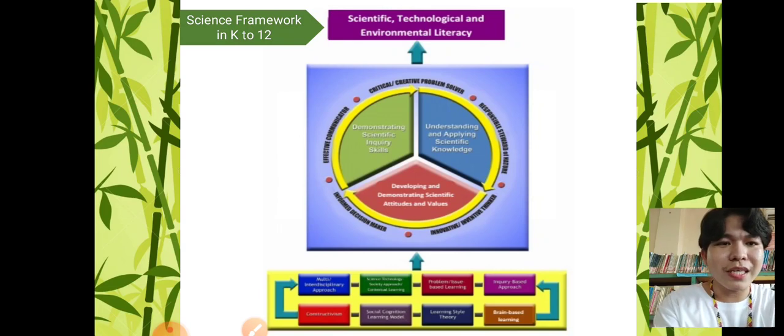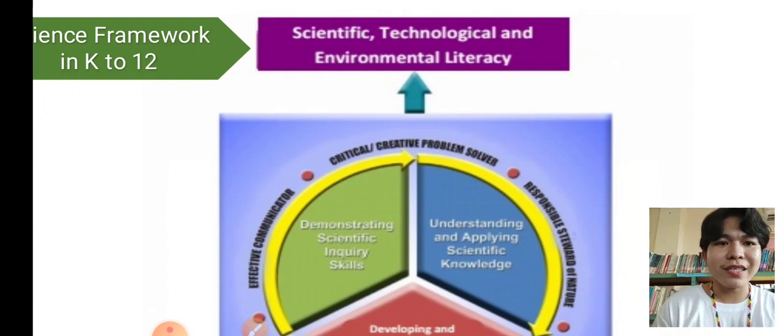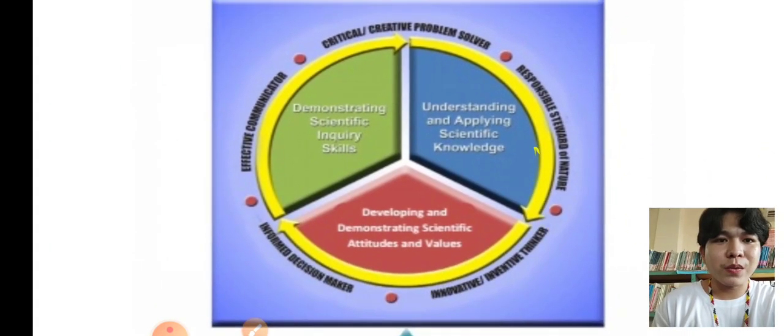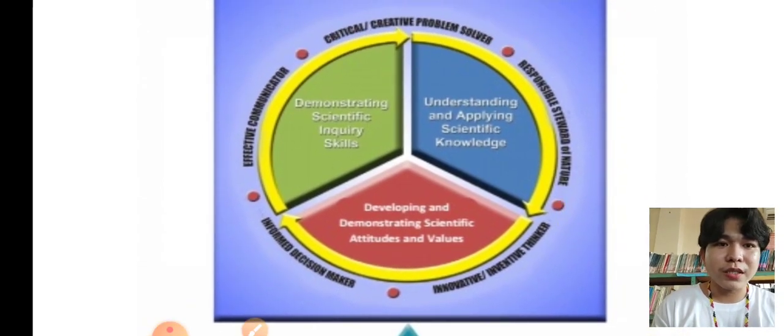As you can see in the PowerPoint presentation, the top is scientific, technological, and environmental literacy. We also have at the center a circle that is divided into three: demonstrating scientific inquiry skills, understanding and applying scientific knowledge, and developing and demonstrating scientific attitudes and values. And of course, we have critical, creative problem solving, responsible steward of nature, and so on and so forth.